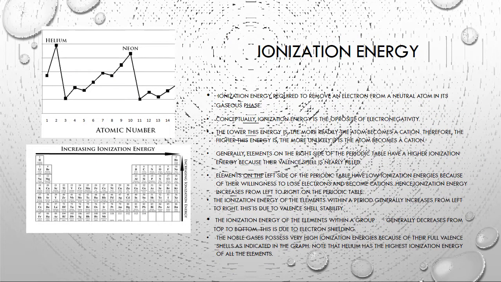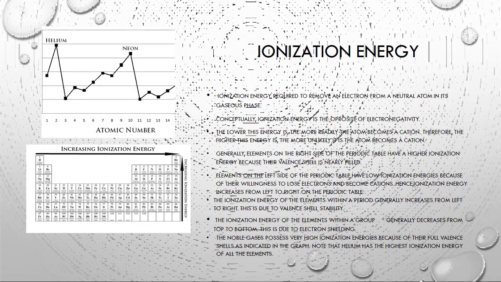Ionization energy. This is the energy required to remove an electron from a neutral atom in its gaseous phase. Conceptually, ionization energy is the opposite of electronegativity. The lower the energy, the more readily the electron becomes a cation. Therefore, the higher the energy, the more unlikely it is that the atom becomes a cation.